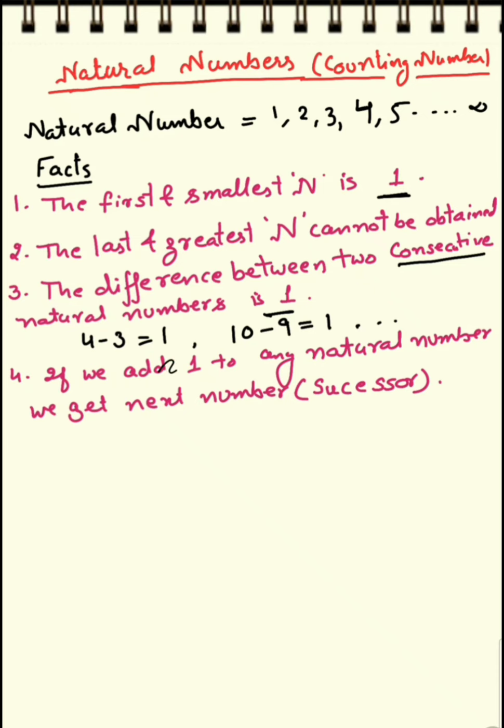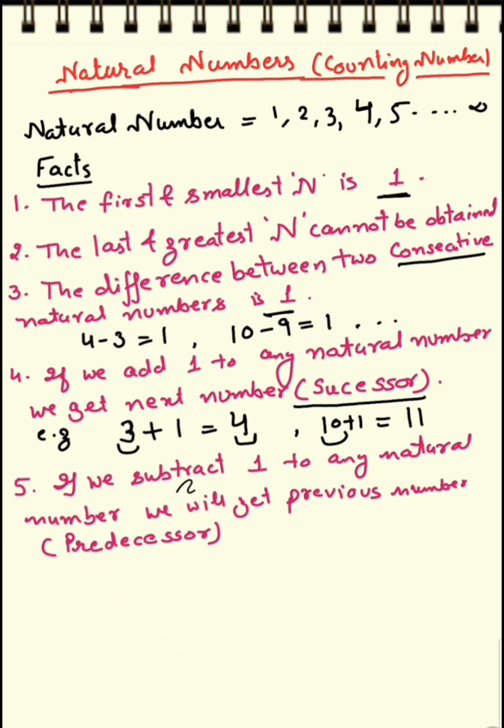Next, if we add 1 to any natural number, we will get the next natural number, or we can say the successor of that number. For example, 3 is a number and I am adding 1 to this, I will get the next number. Means the successor of 3 is 4. Similarly, if I add 10 plus 1, I will get the successor of 10, which is 11.